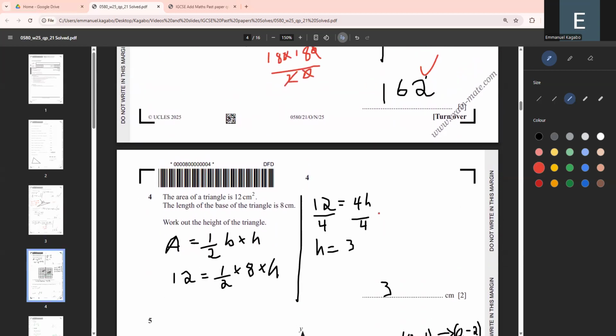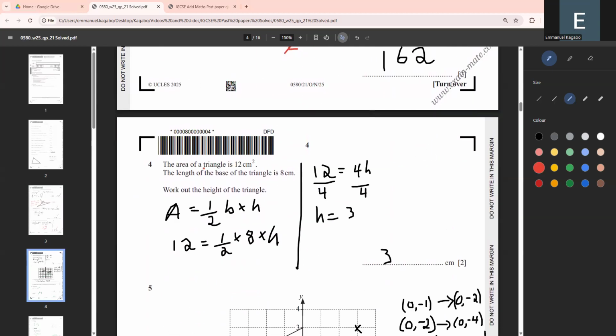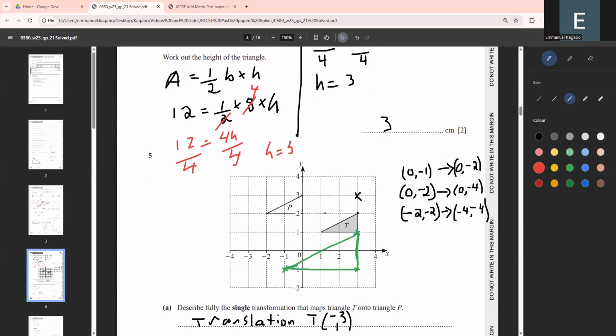Okay, now next question. We have an area of a triangle given by that, and the base of the triangle is given by that. The area is given, then work out the height. We know that the area of a triangle is given by half base times height. The area given is 12, equals a half times 8 times h. Let me simplify here: a half times 8 gives me 4. So 12 equals 4h. Divide by 4 both sides, so the value of h will be equal to 3. Easy, lemon peasy. Okay, very good.